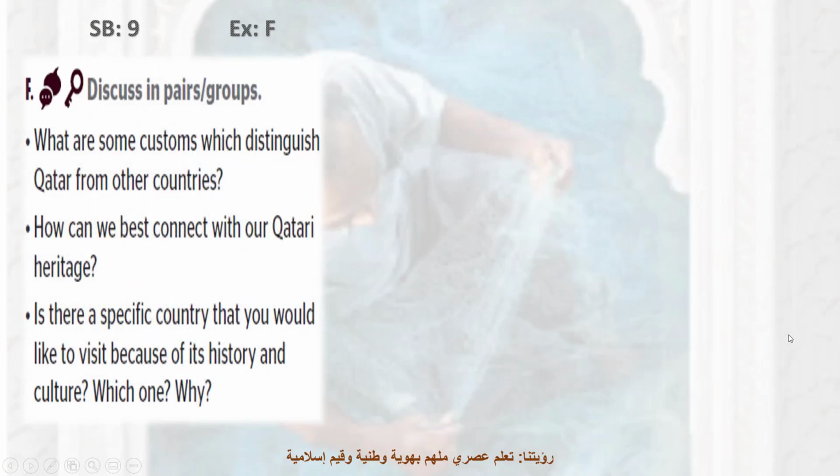Exercise F is a discussion exercise. It says discuss in pairs or groups. We have 3 questions here. The first one is, what are some customs that distinguish Qatar from other countries? Question number 2, how can we best connect with our Qatari heritage? Number 3, is there a specific country that you would like to visit because of its history and culture, which one and why?